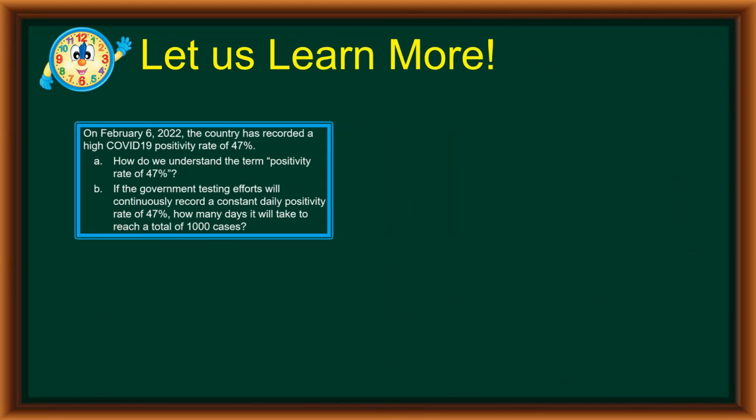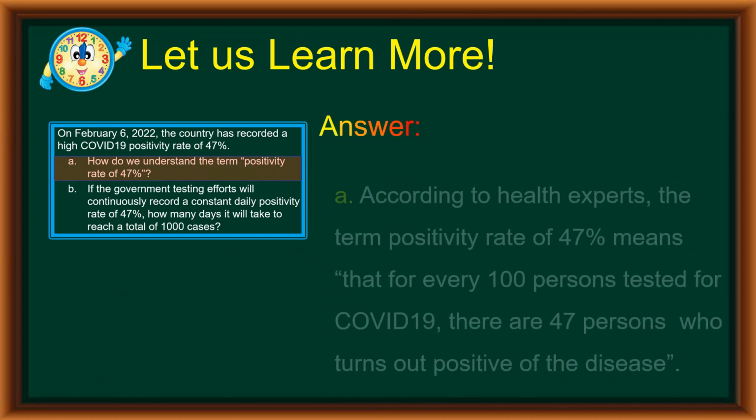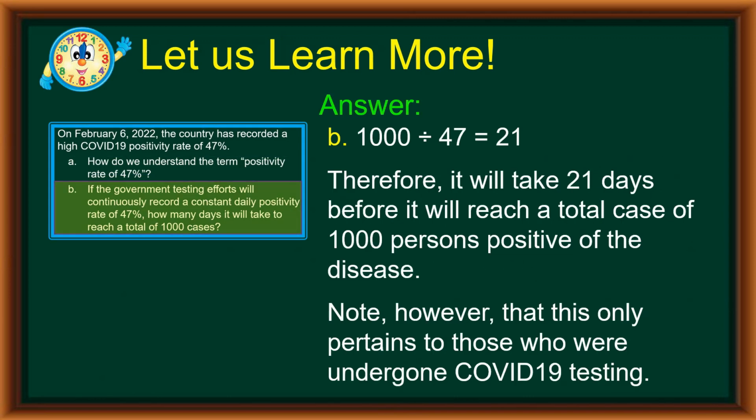Let us answer letter A. According to health experts, the term positivity rate of 47% means that for every 100 persons tested for COVID-19, there are 47 persons who turn out positive for the disease. And letter B, 1,000 divided by 47 is equal to 21. Therefore, it will take 21 days before it reaches a total of 1,000 positive cases.